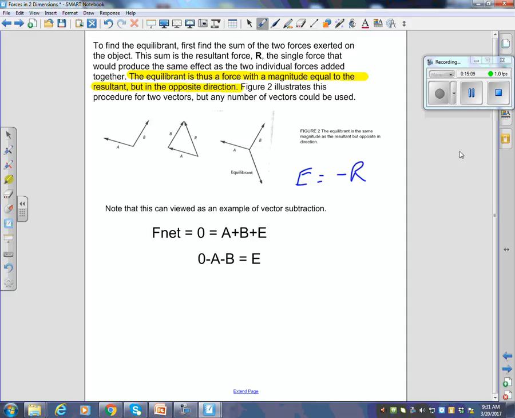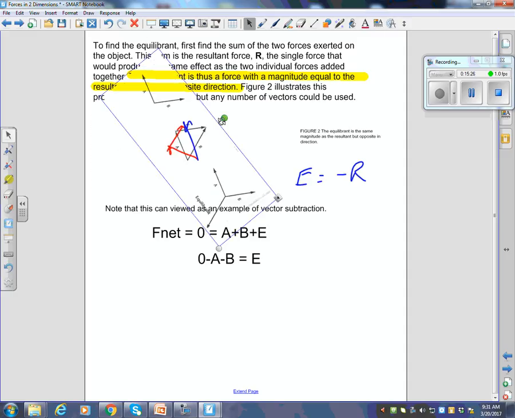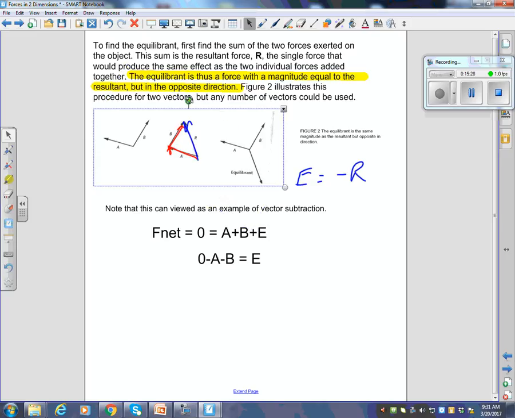Figure 2 illustrates this procedure for two vectors, but any number of vectors can be used. So there's A and B. You put them tip to tail. A, B. Draw your resultant right there. And then simply take that resultant and flip it around. Oh, that's not the one I wanted. It's not the blue. All right? That becomes equilibrium.